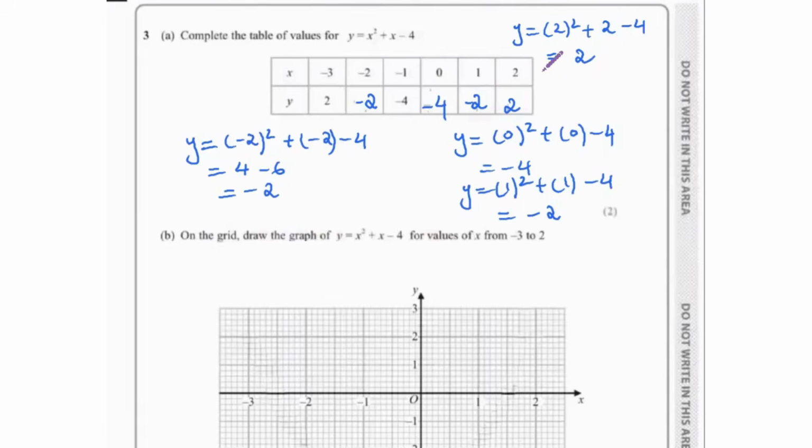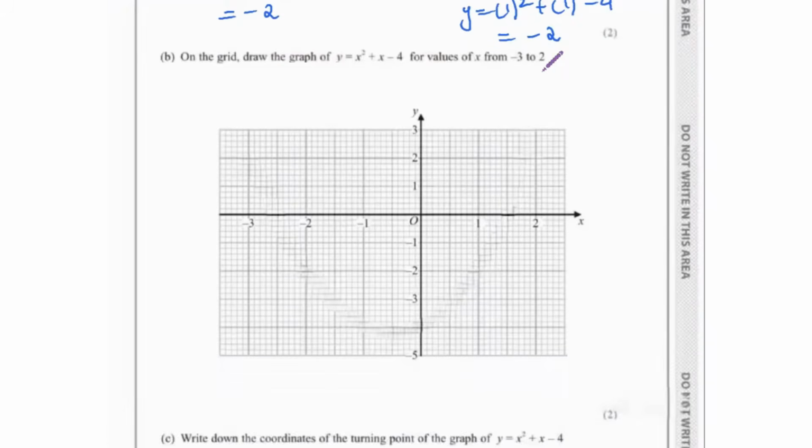Now in the next part, we have to plot these points on the given grid. So when x equals -3, y is 2. So that's over here. When x equals -2, y is -2. Then when x is -1, y is -4. That comes over here. When x is 0, y is again -4. When x is 1, y is -2. And when x is 2, y is also 2. So these are your points. We just connect the points with a curved line.